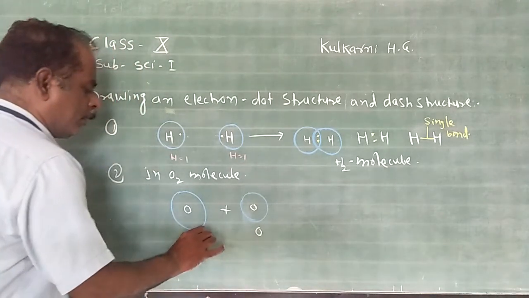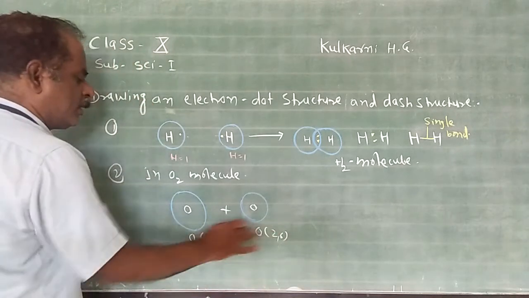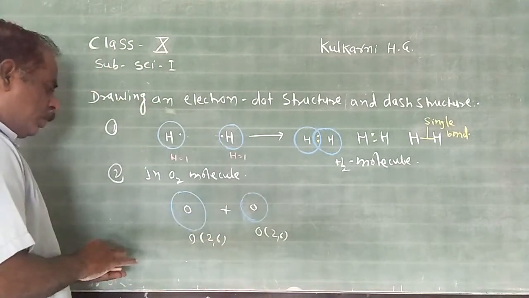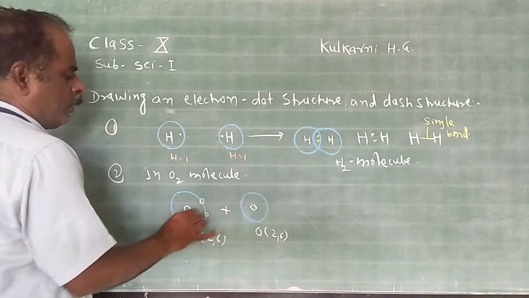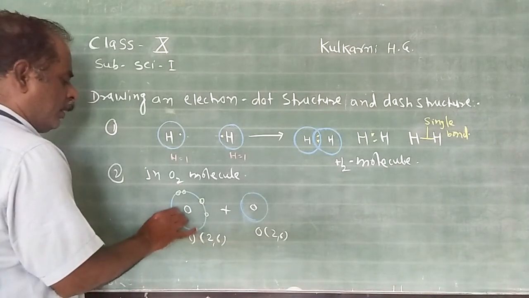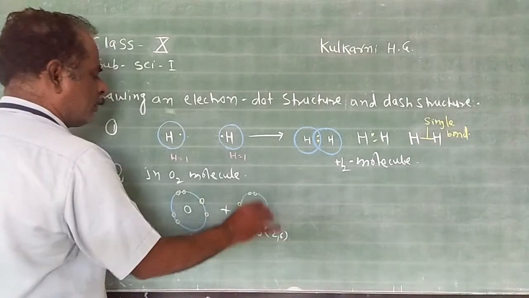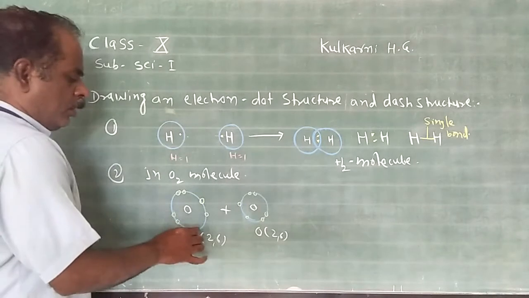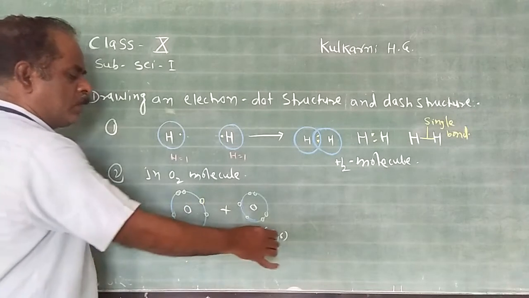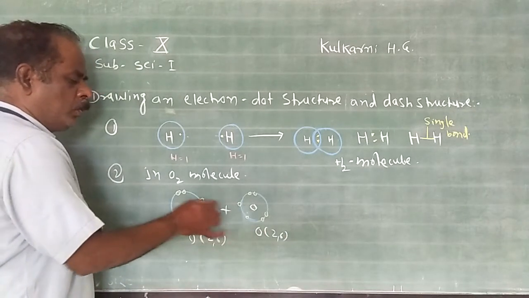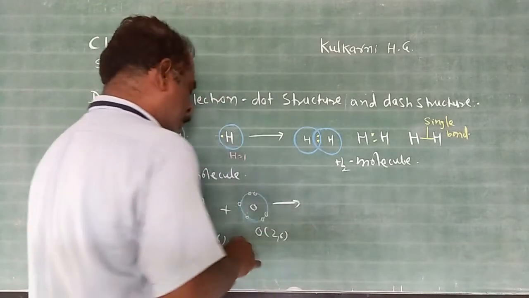You know the atomic number is 8, electron distribution 2 and 6. The 6 valence electrons of each oxygen atom are denoted on the circle like this: 2 electrons, another 2 electrons, another 2 electrons, 6 valence electrons. You remember, this oxygen atom requires how many electrons for the completion of the octet? 2. Here also it requires 2 electrons. Therefore, these 2 electrons are shared to form the O2 molecule.